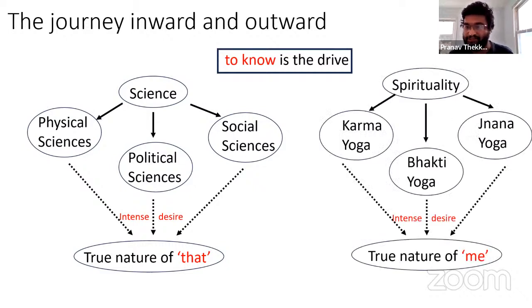And what is this process in spirituality? A person starts off depending on their taste. They pick up either karma yoga, or bhakti yoga, or jnana yoga, one of these essentially different methods to begin with. And as they keep journeying, they feel an intense desire to know more and more, and that will lead them to the true nature of me.